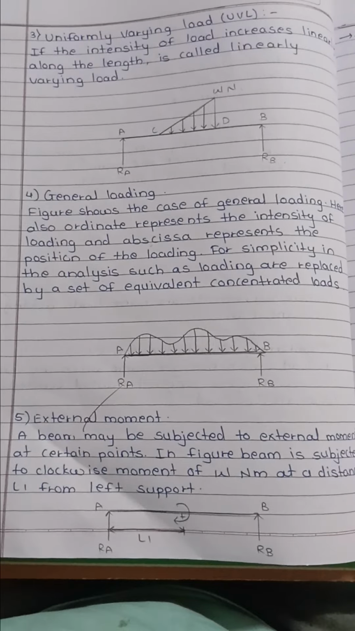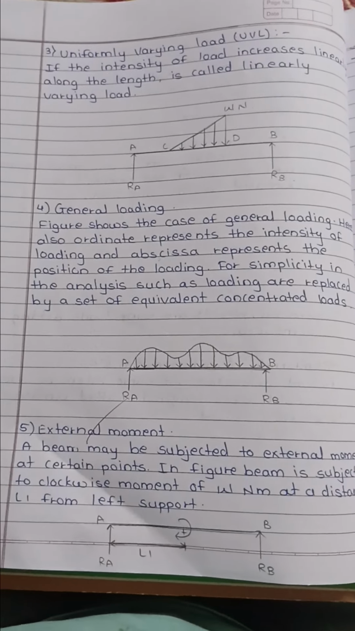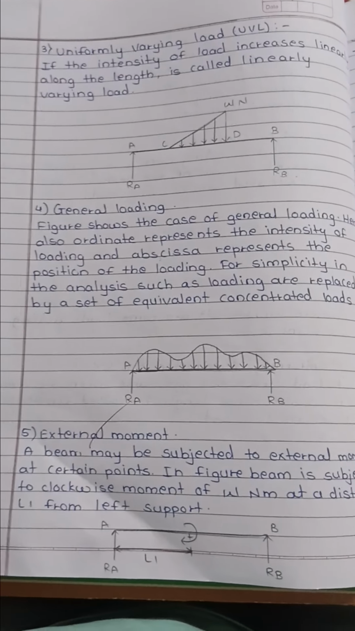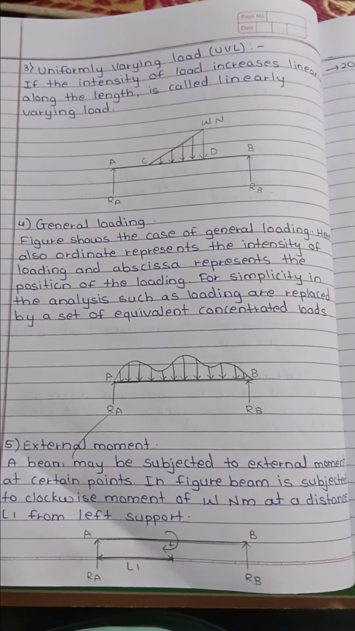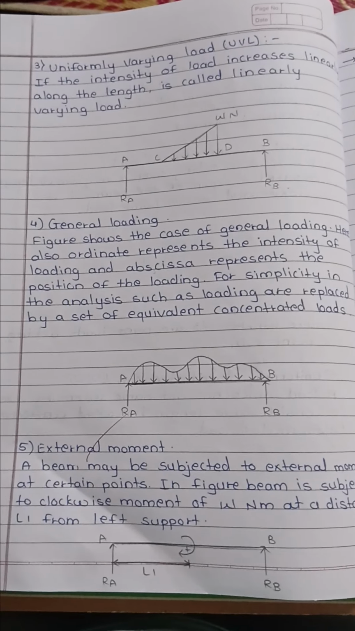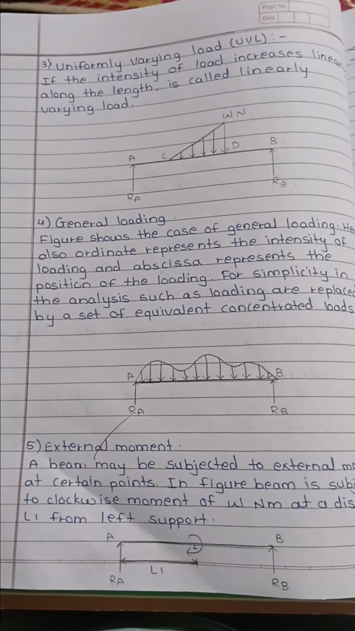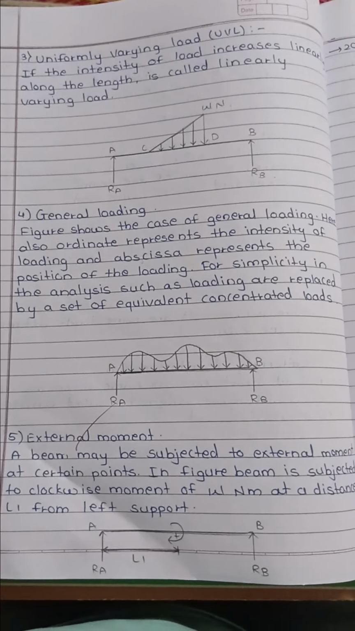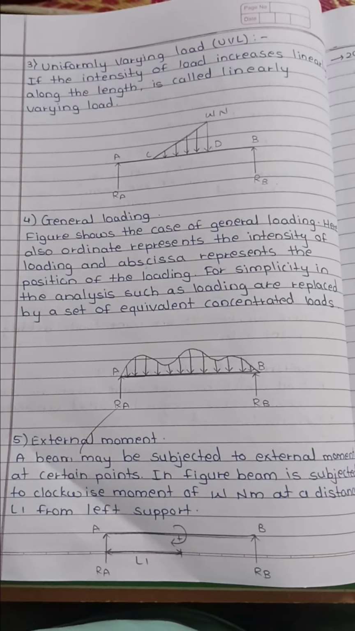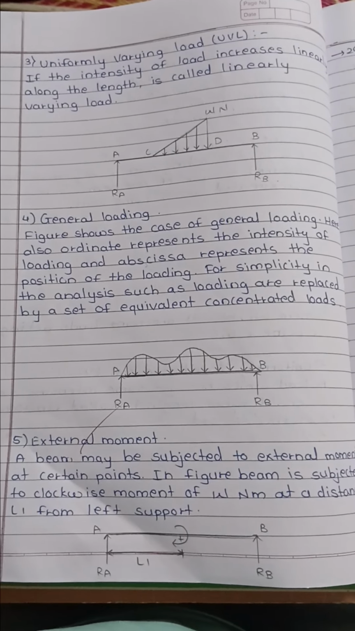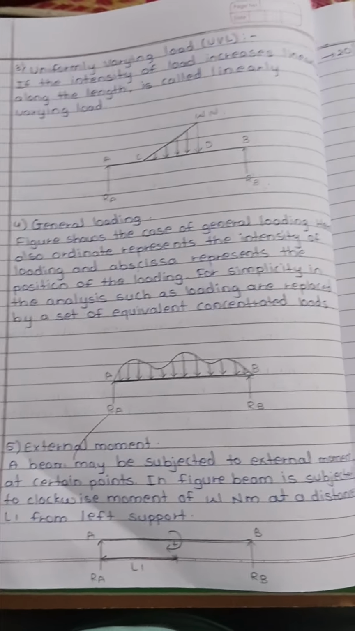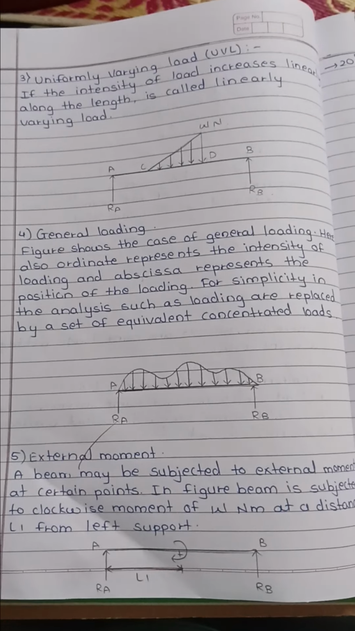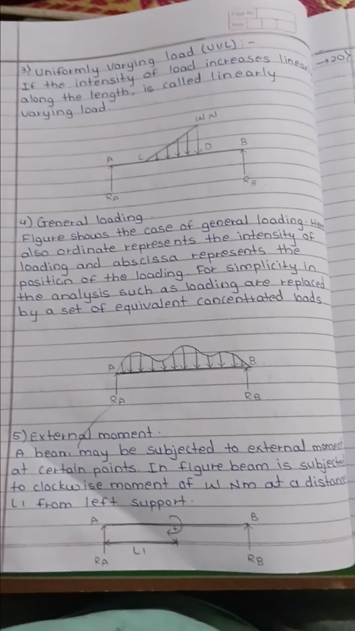Then our fourth load is general loading. What is meant by general loading? The figure shows the case of a general loading. Here also the ordinate represents the intensity of the loading and the abscissa represents the position of the loading. For simplicity in the analysis, such loadings are replaced by a set of equivalent concentrated loads. The diagram of a general loading is as given.